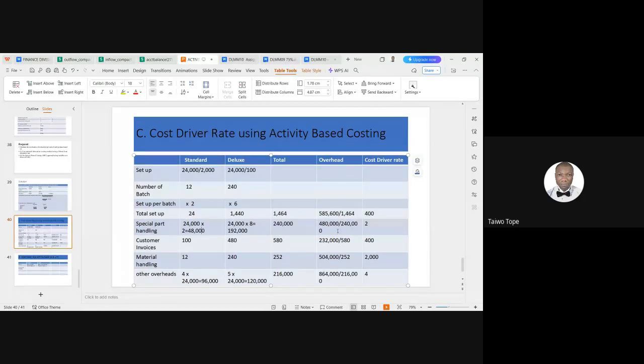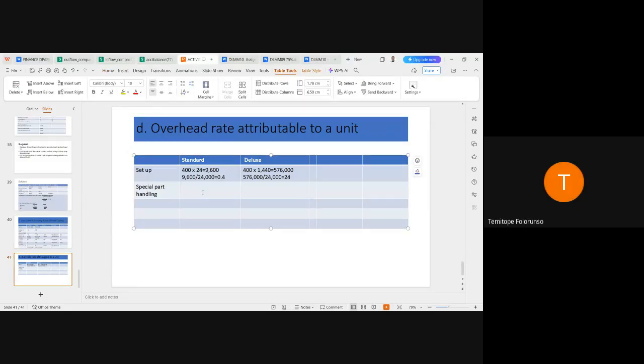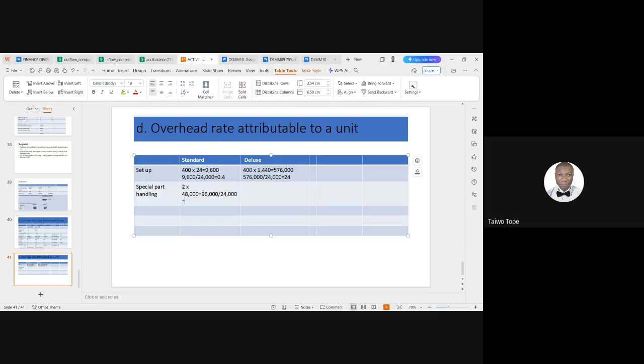Same for the loss. If you are spending 2 naira on 1 unit, how much will you spend on 192,000 parts? 384,000. So 2 multiplied by what? 48,000. Here we have 96,000. Divide by the number of units produced, 24,000 units, to get the value of 1. The value of 1 will be what?